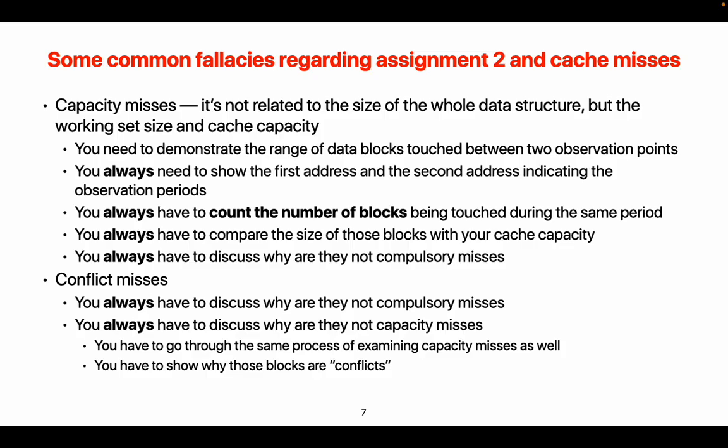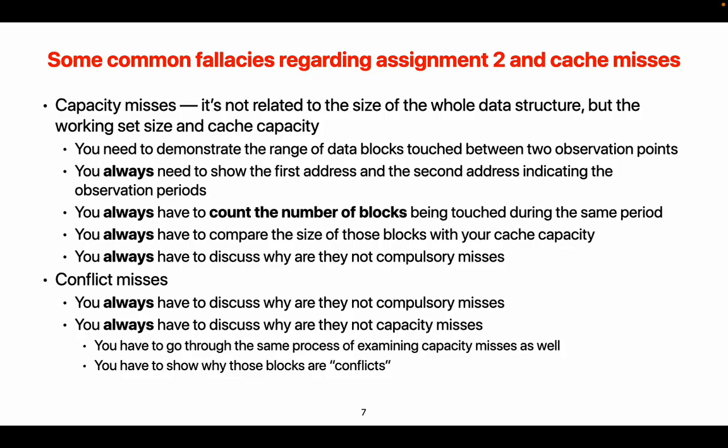I know it takes time. I know you hate doing this. That's why I'm telling you to start your assignment as early as possible, because this assignment, as I told you, takes many hours to finish. Then you have to count the number of blocks that are touched, because the working set size is about the number of blocks. Remember why it has to be the number of blocks: because for each cache access, it's block in, block out. Finally, you have to compare the capacity of your cache with your working set size.